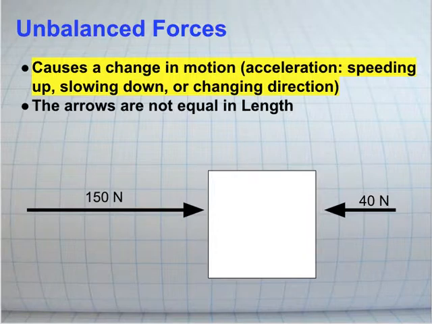All right, so now what happens when the forces are unbalanced? We've already talked about what happens when things stay balanced. When things are unbalanced, now we're going to get a change in motion. So what does that change in motion look like? Well, there's going to be some kind of acceleration that occurs. And remember, acceleration could be speeding up, slowing down, or changing direction. It's going to do one of those three things whenever forces are unbalanced.